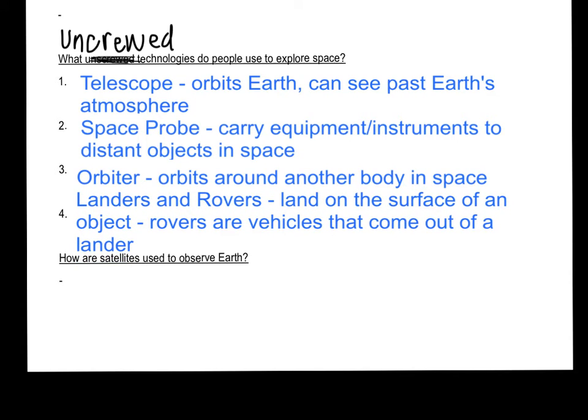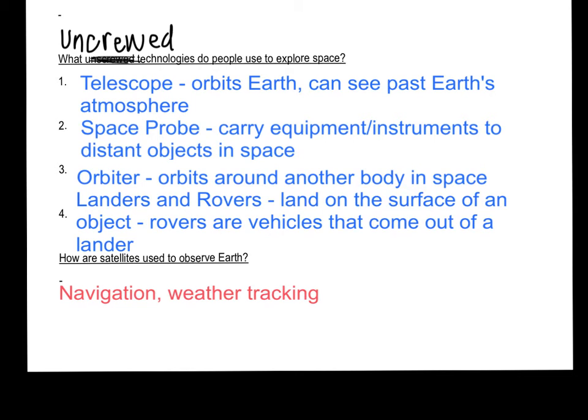Page 574 talks about satellites and how we use satellites to observe different things on Earth. So when we talk about satellites, we're talking about artificial satellites. These are human-made objects that we put into orbit around the Earth. So we use remote sensing, which is picking up information from a distance.